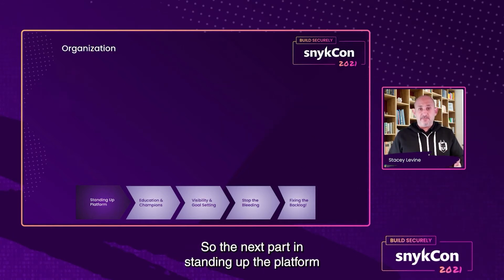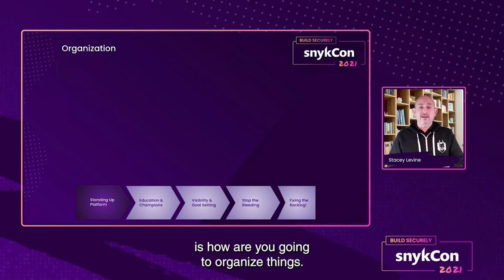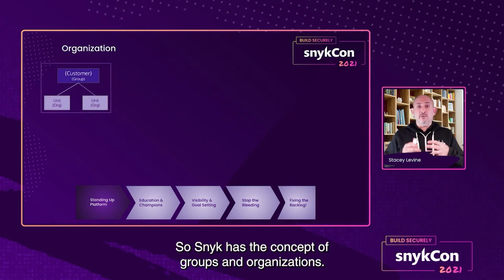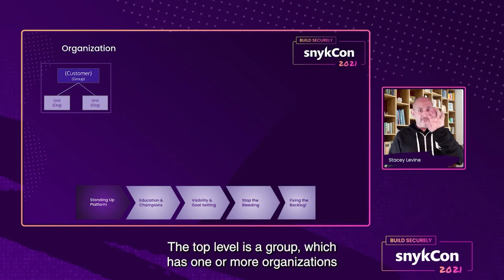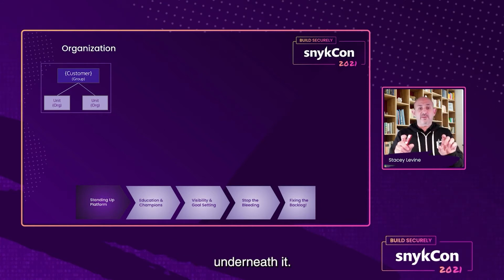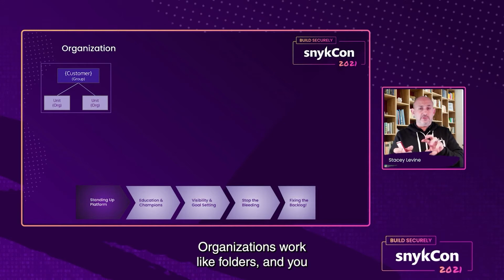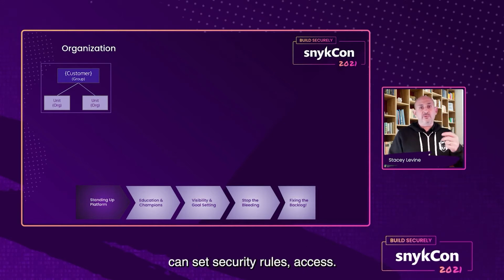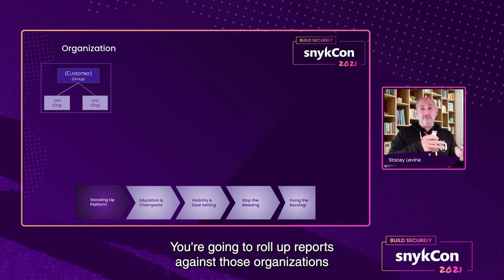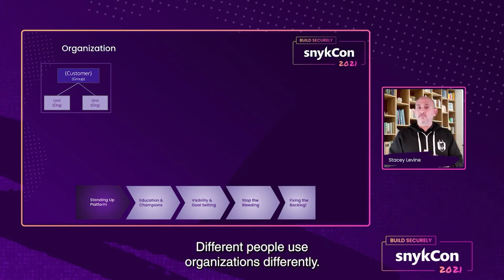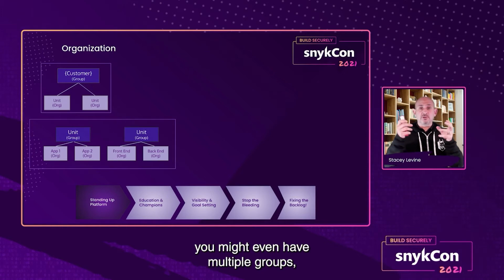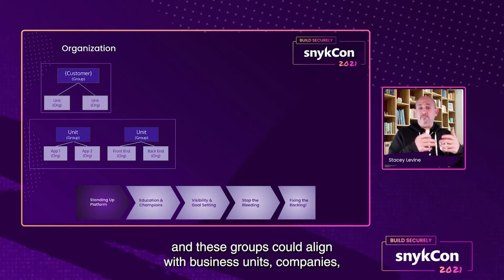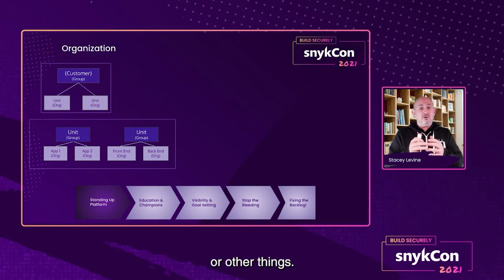So the next part of standing up the platform is how are you going to organize things? Snyk has the concept of groups and organizations. So it's a little bit different than how you might think initially. The top level is a group, which has one or more organizations underneath it. Organizations work like folders, and you can set security rules and access. You're going to roll up reports against those organizations into a group. Different people use organizations differently. And as for groups, if you're a large organization, you might even have multiple groups. And these groups could align with business units, companies, or other things.